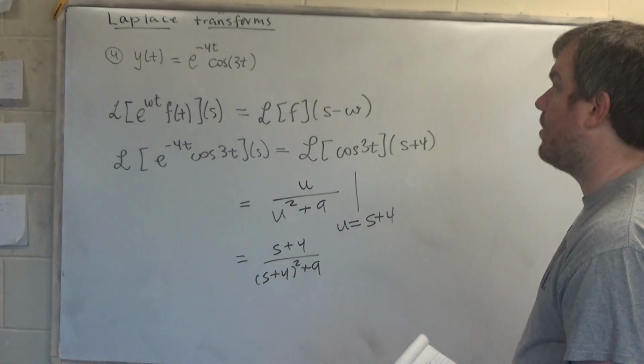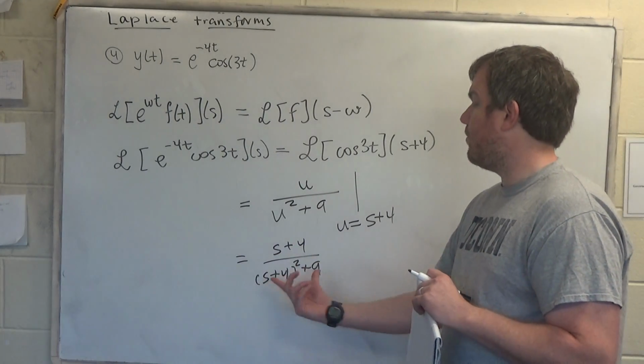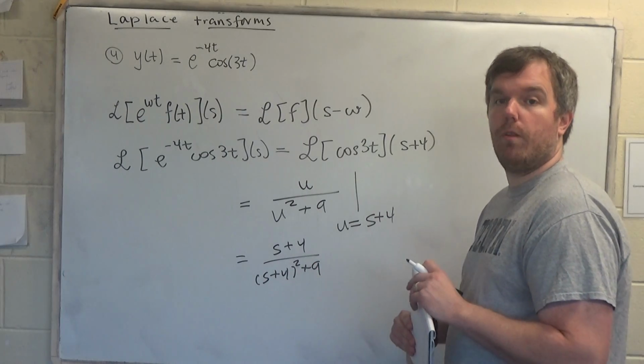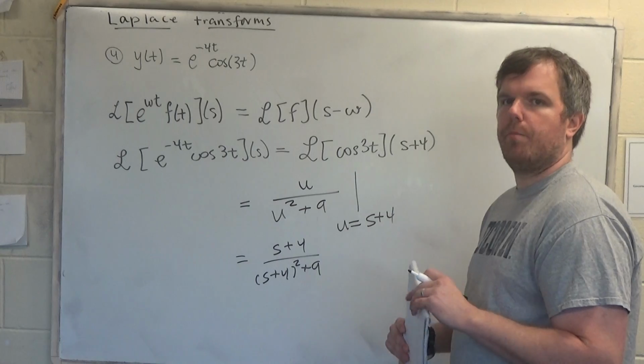And there we have it. The Laplace transform of e to the negative 4t cosine 3t is given by s plus 4 divided by s plus 4 quantity squared plus 9. And you could multiply this out on the bottom, or you could leave it like this. It doesn't really make any difference.